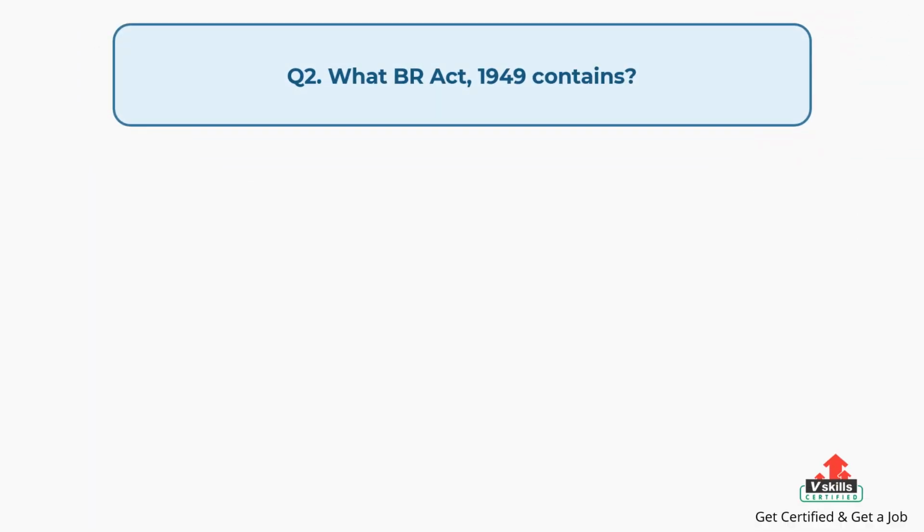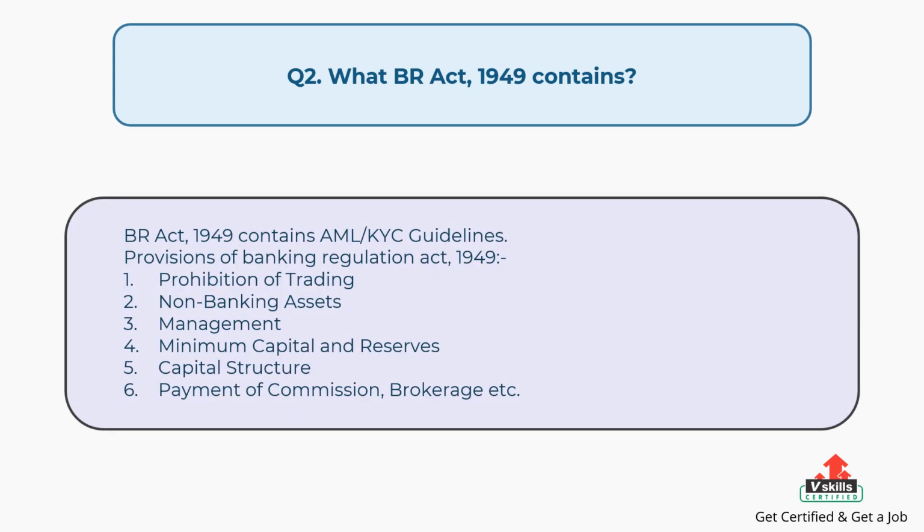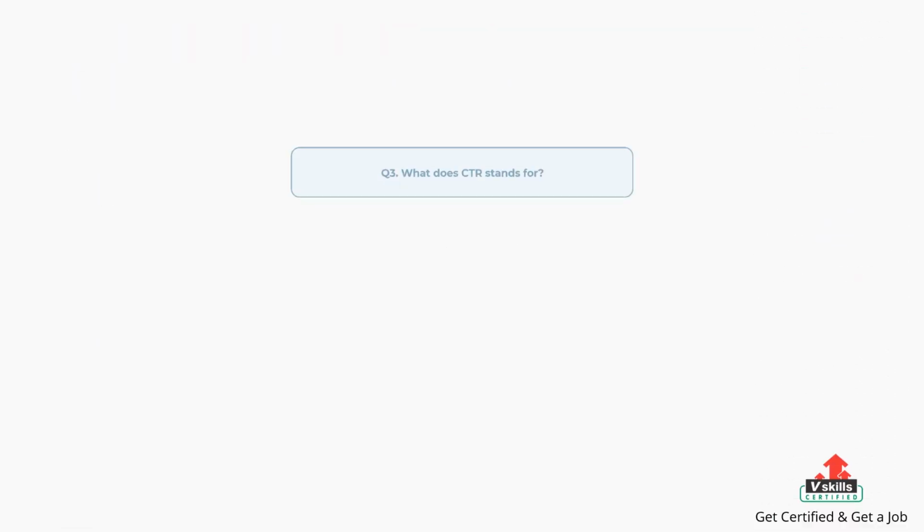Question number 2. What does the Banking Regulation Act, 1949 contain? The answer is, the Banking Regulation Act, 1949 contains AML (Anti-Money Laundering) and KYC (Know Your Customer) guidelines. Provisions of the Banking Regulation Act, 1949: prohibition of trading, non-banking assets, management, minimum capital and reserves, capital structure, payment of commission, brokerage, etc.